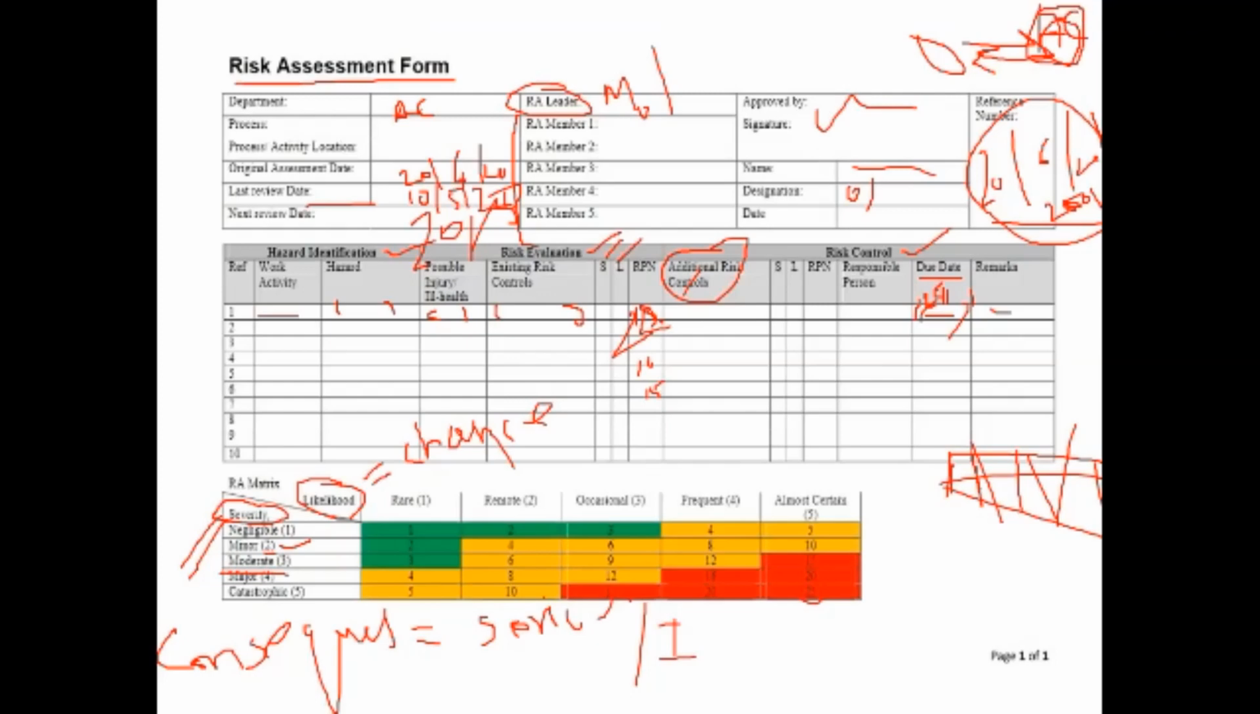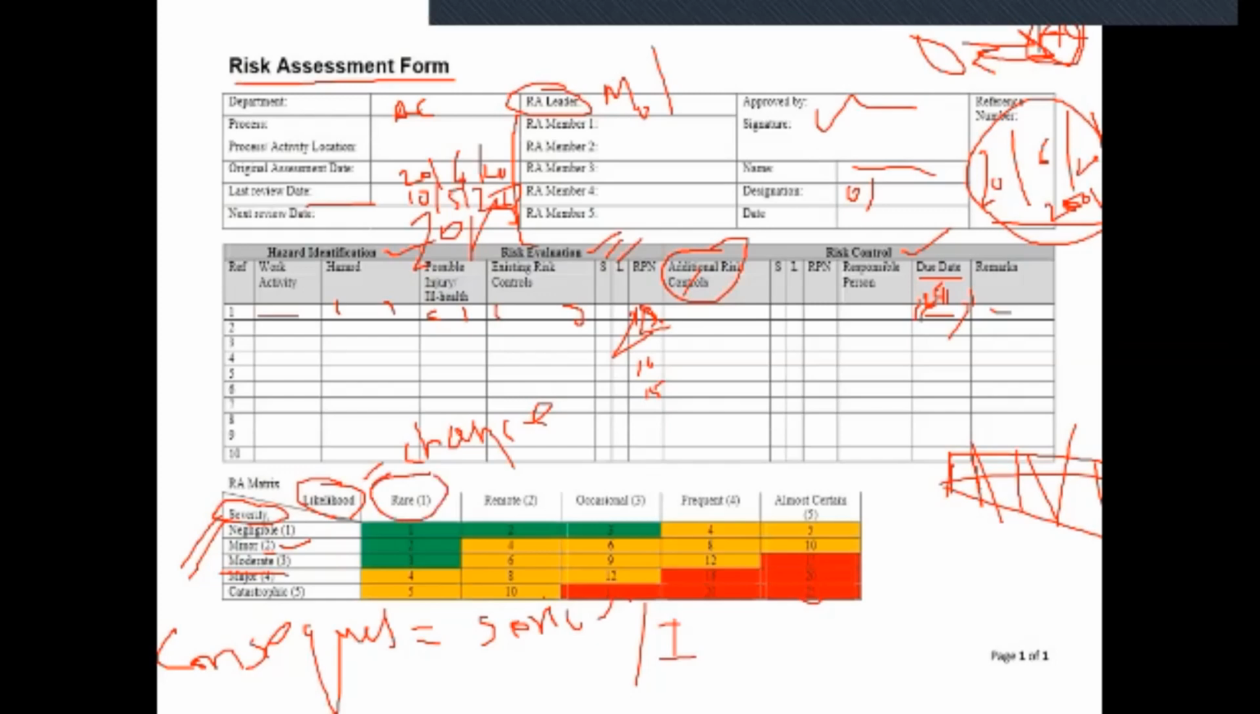This is known as the severity point of view. The likelihood means the chances. Rarely means, maybe, one time in 100 days. Rarely happening, a remote chance, maybe the RPN number is just 2.